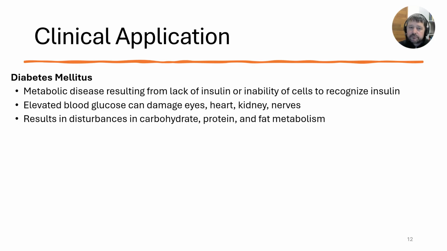Because of this, you often have issues in different regions: eyes, heart, kidney, nerves. You can have many different problems because if you have diabetes mellitus, normally you have enough energy in the system, you just can't get the energy to where it needs to be. So you'll have sugars flowing in the blood, but they can't get into the cells. And so we have lots of problems with this.